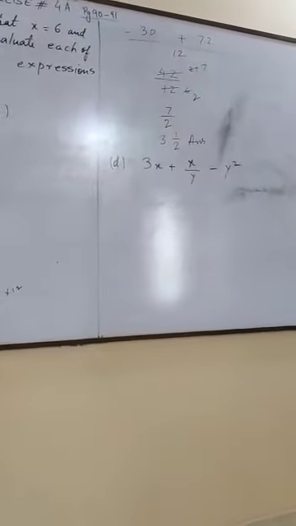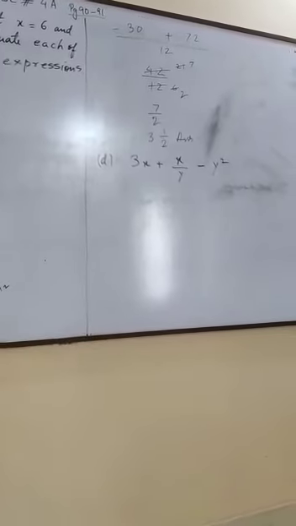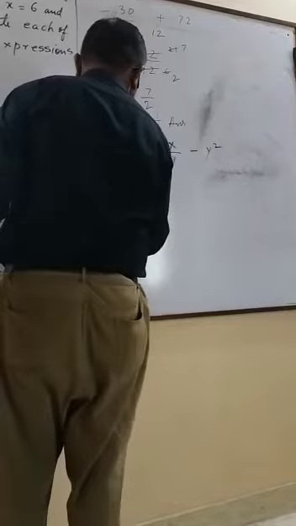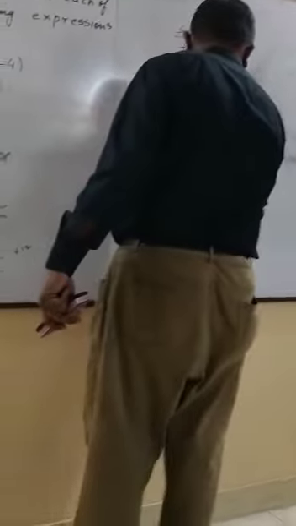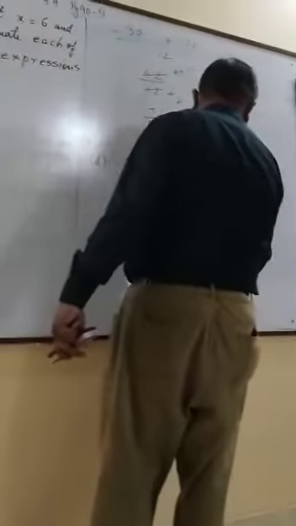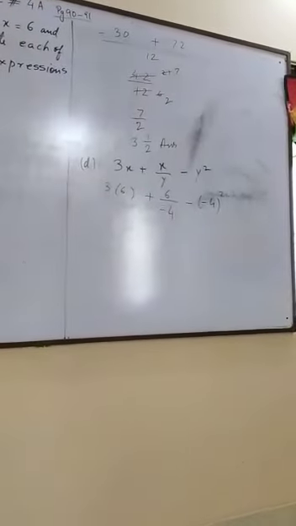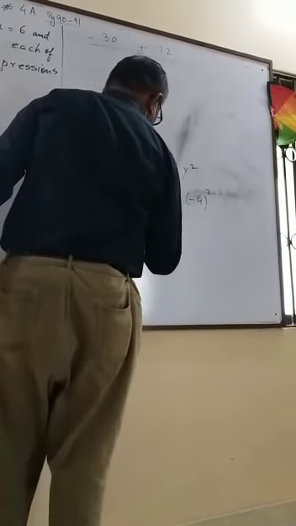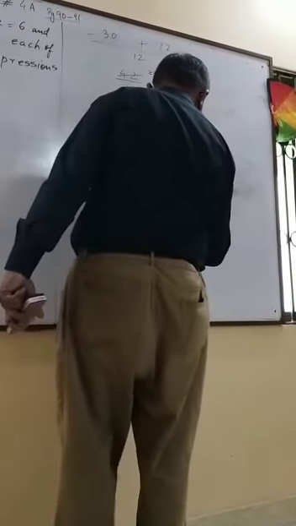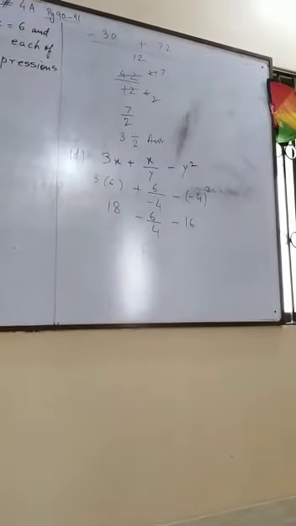Now question number D. In question number D we have the value of x is 6. So this is 6 here, and 6 upon y is minus 4. So write minus 4, and y is minus 4. So minus 4 squared. So we have substituted all the values. Now 3 6s are 18, and this will become minus 6 over 4, and this will become 16.